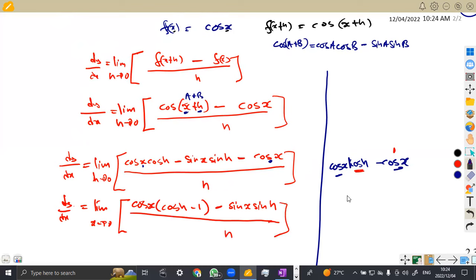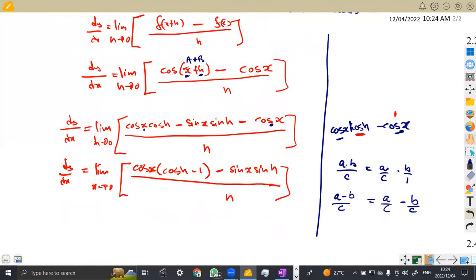Then there is this part that is common. AB over C is the same as A over C times B over one, like that. Then also A minus B over C is the same thing as A over C minus B over C. I'm going to work out these so that we can understand how to separate this part here.